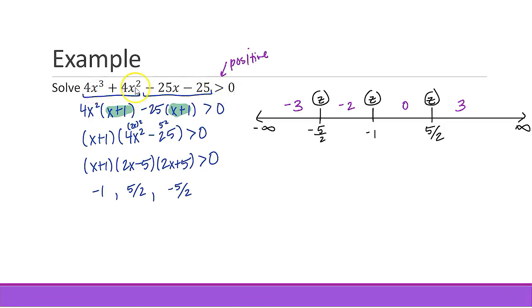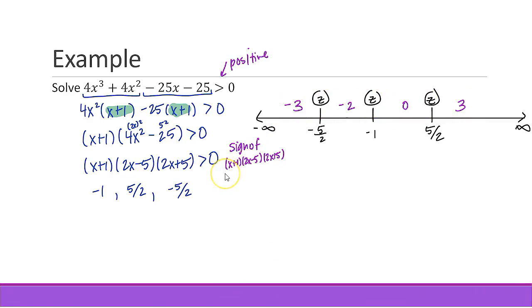But again, the best thing to do is to use the factored version to substitute into. So we want to know the sign of the factored version. So x plus 1, 2x minus 5, 2x plus 5. Now, there's no factor that we can eliminate here because none of these are squared. So we're just going to have to plug in these numbers into each factor.